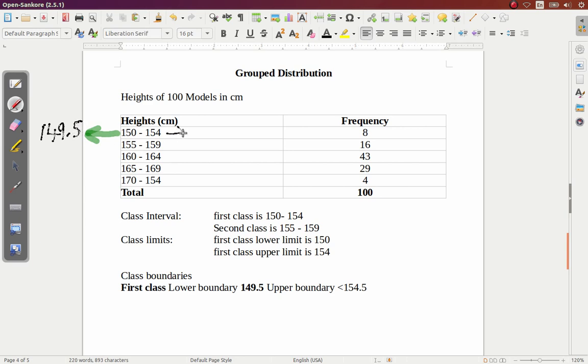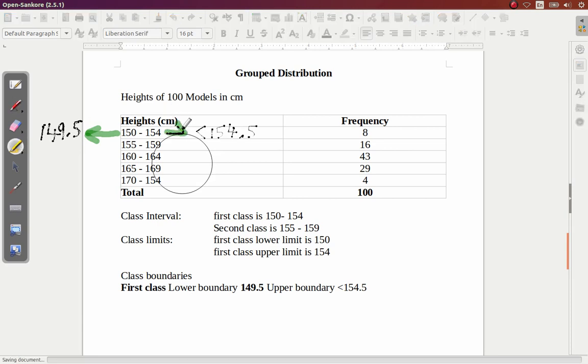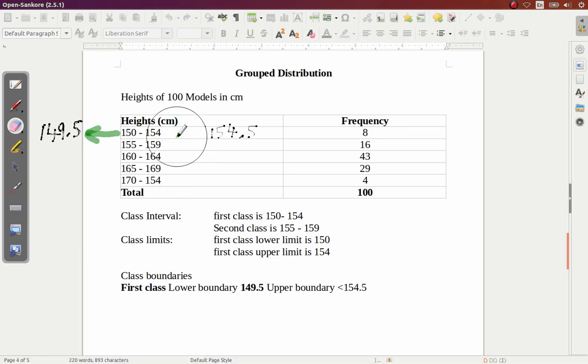You could also have measured as high as a value less than 154.5. Right? You could have done that. And you would still include these values in the first class.